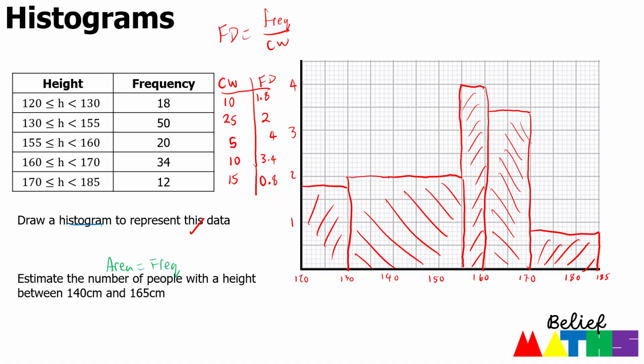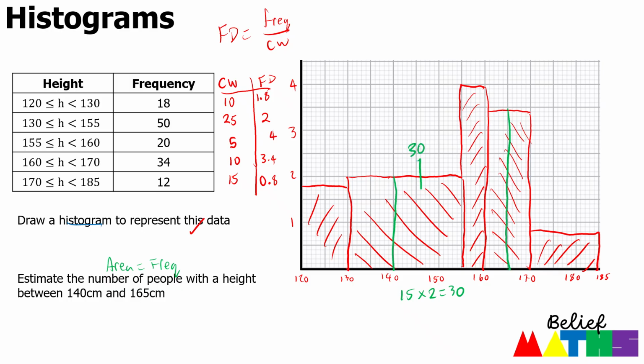So therefore what we're going to do is we're going to draw those little barriers in. So that 140 there and 165 which is there. Okay, so here we can see that this goes, okay, so 140 to 155, that's a width of 15, multiplied by the height, which is 2, so that represents 30 people. So this section here is 30 people that I just did.